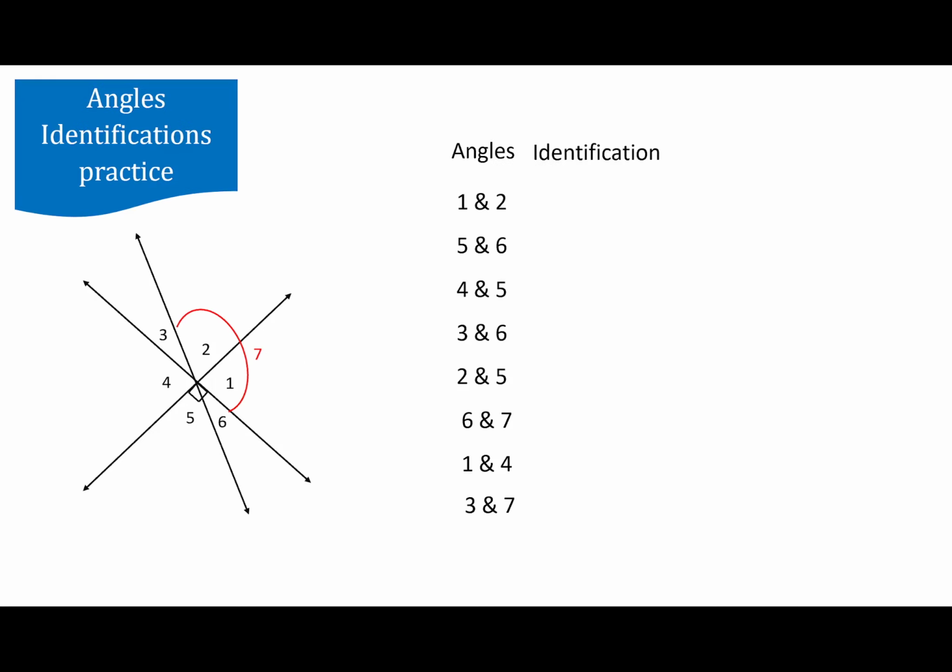Angles identification practice. Please pause the video and identify these pairs of angles. All right, let's see. Angles 1 and 2: adjacent. 5 and 6: complementary, and they are also adjacent, okay?